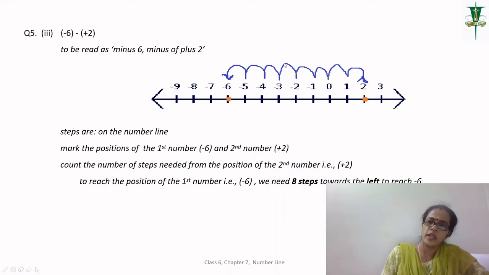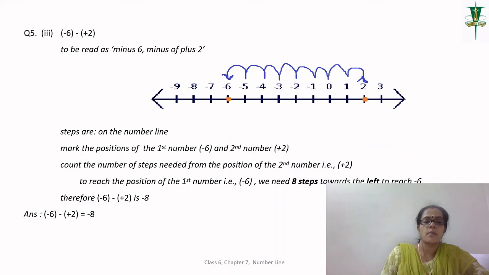So in which direction would you be traveling if you were traveling from 2 to minus 6? Yes, you would go to the left side. Left side means you're going in the negative direction. So your answer is going to be in the negative. Let's now count the number of steps. 1, 2, 3, 4, 5, 6, 7, and 8. So 8 steps to your left, which means your answer is -8. So -6 minus of +2 will give you -8.